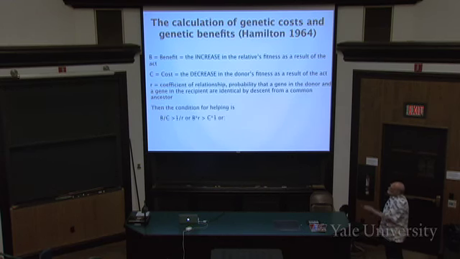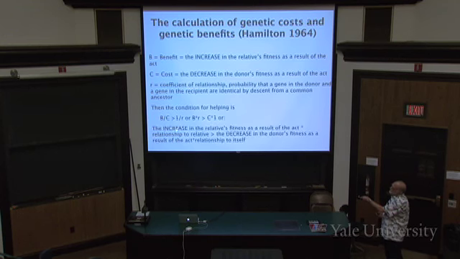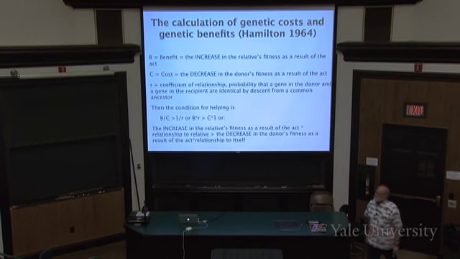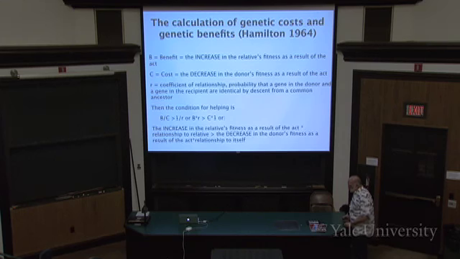Then the condition for helping is that B divided by C is greater than 1 over R, or the benefit times the degree of relationship is greater than the cost. To put it into words, the increase in the relative's fitness as a result of the act times the relationship to the relative is greater than the decrease in the donor's fitness as a result of the act times its relationship to itself, which is 1. Okay? So that is a very simple inequality, and it's a very powerful idea.